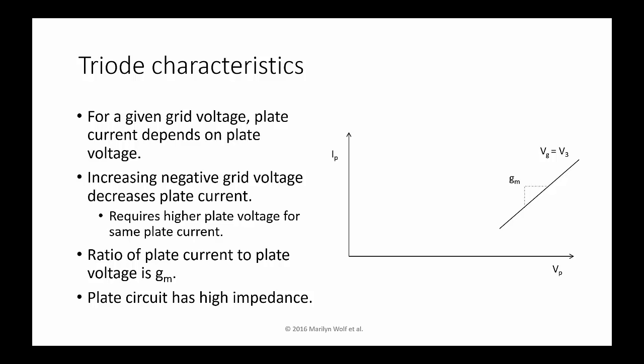The slope of that curve, the slope of the current versus plate voltage curve, is the gain, which is known as GM. That plate circuit also has a very high impedance. And so this combination of the device characteristics and the high input impedance looks remarkably like the MOS transistor.